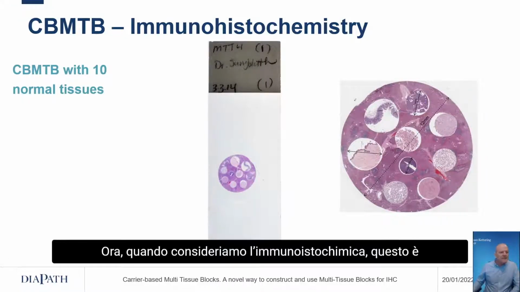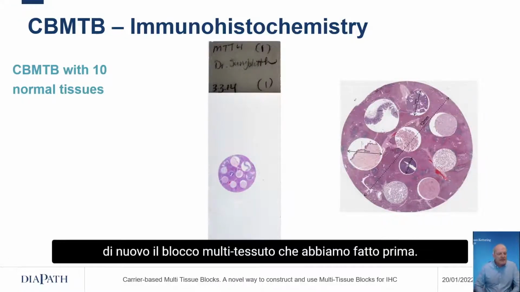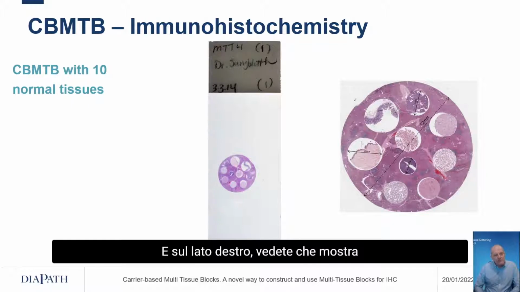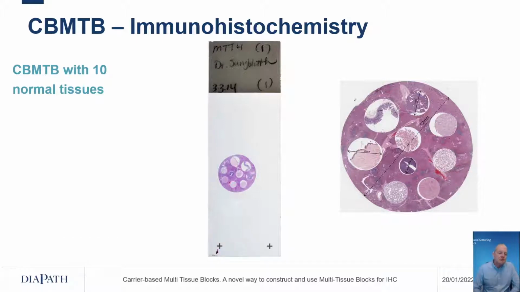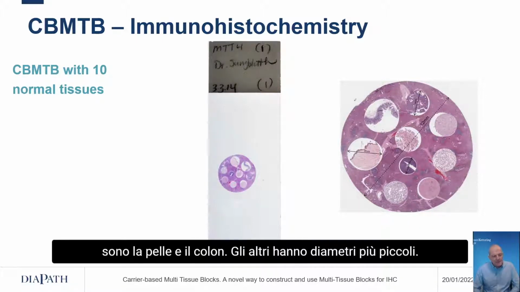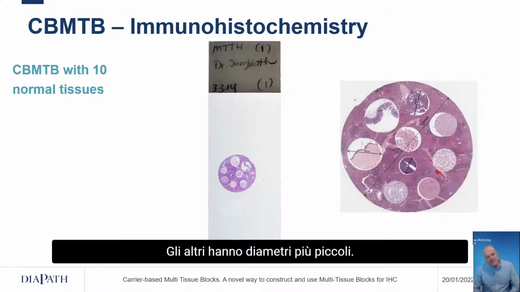Now, when we look at the IHC, this is again the multi-tissue block that we did before. And to the right side, you see it shows a diameter of 12 millimeter overall, and you see that the biggest tissues are the skin and the colon. The others have smaller diameters.